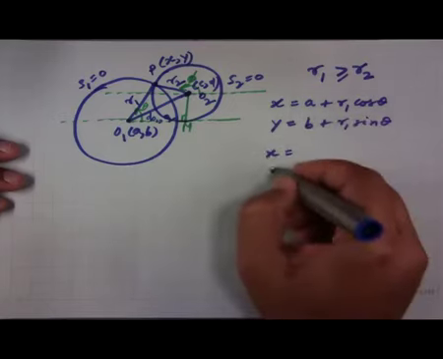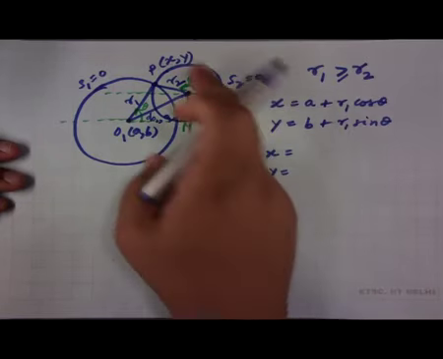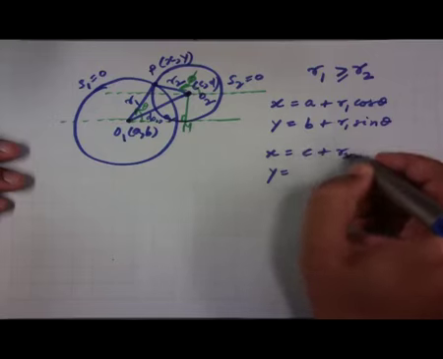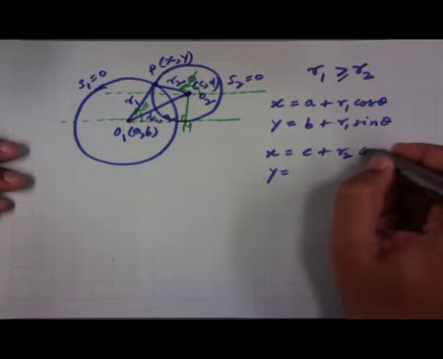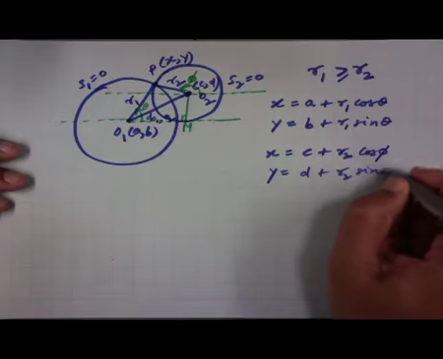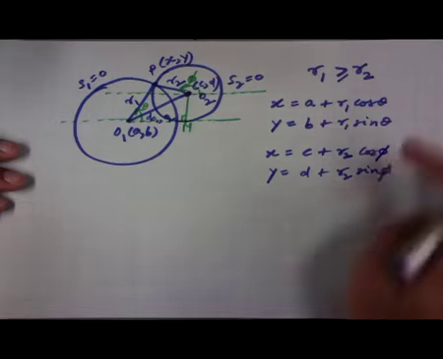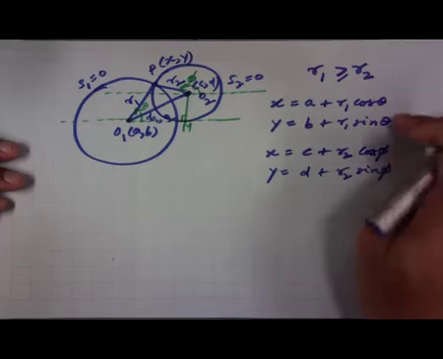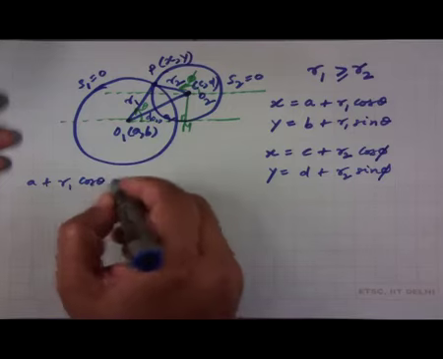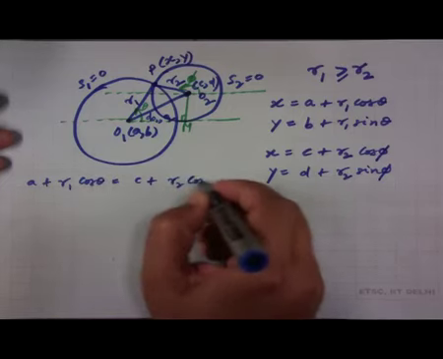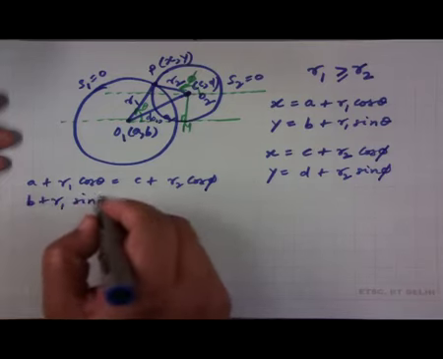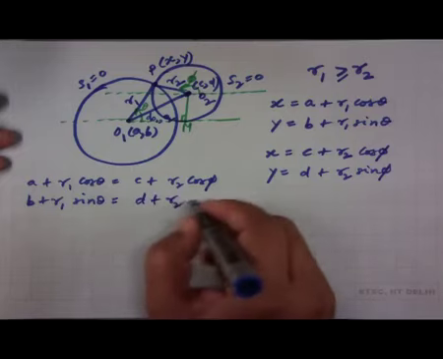Similarly, x and y can be expressed in polar form with respect to the second circle, in which case x is c plus r2 cos phi, and y is d plus r2 sin phi. Now we can equate these equations, whereby we get that a plus r1 cos theta is equal to c plus r2 cos phi, and b plus r1 sin theta is equal to d plus r2 sin phi.